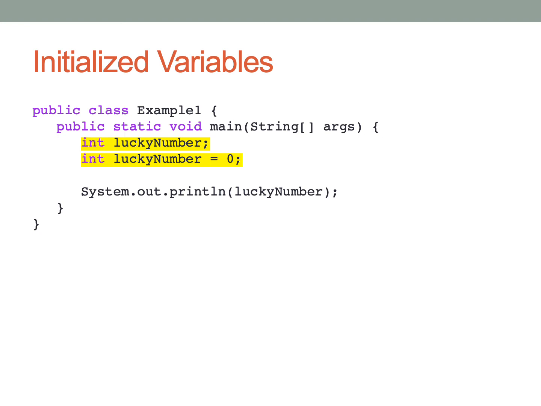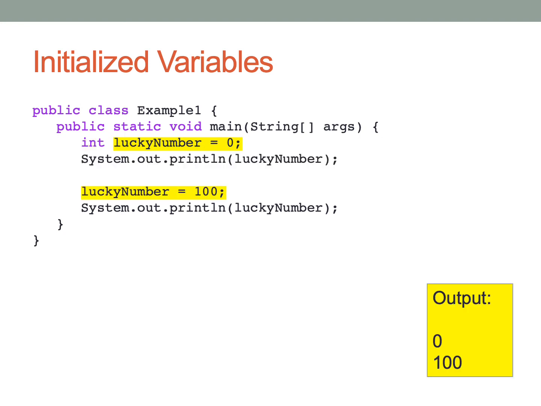We can initialize our variable anywhere and reassign it to another value later on, depending on what we want our code to do. The only thing is that for any variable, we can only declare it once. As shown in this code, in the beginning, we declared and straight away initialized the variable lucky number to 0. Then we display it on the screen using print line. In the next line, we reassign it to the value 100 and display it on the screen.